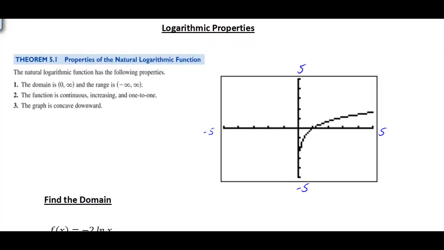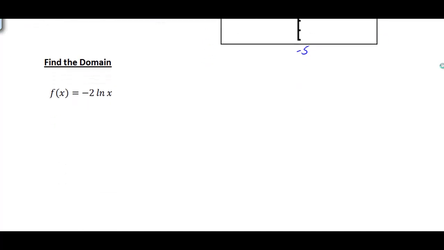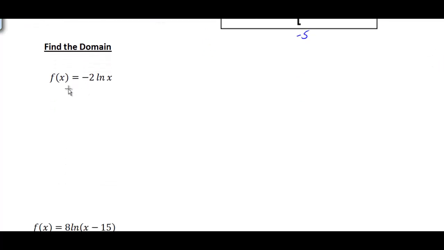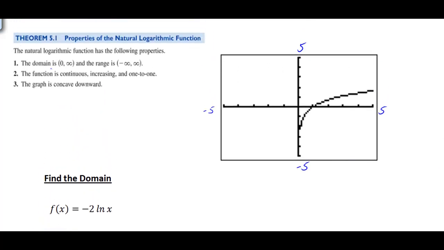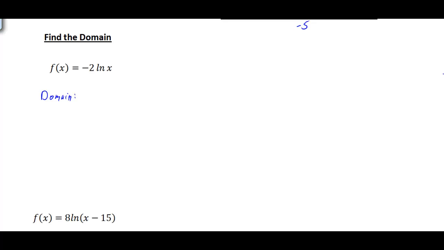So let's look at kind of an example here. It says find the domain of -2 ln of x. So we want to know what values can x take on. Well, the domain, recall, for the natural log function is 0 to infinity. So that means we cannot take the natural log of 0 or anything less than 0.